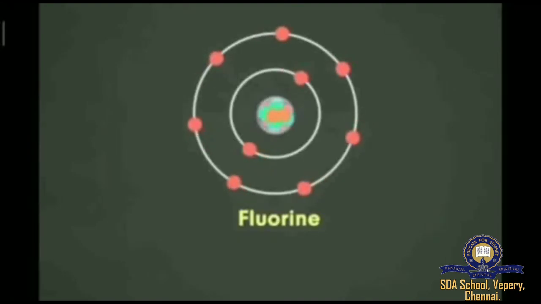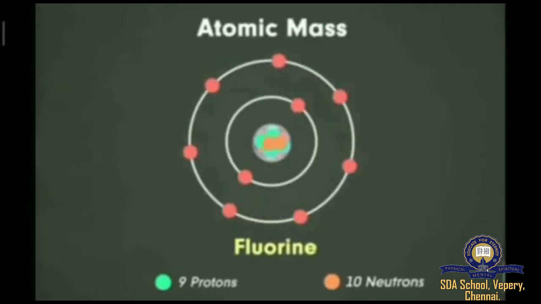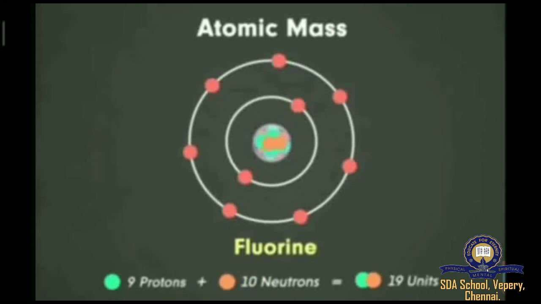Find the mass number or atomic mass of fluorine. Fluorine consists of 9 protons and 10 neutrons. Mass number is nothing but the number of protons plus the number of neutrons, right? So it is 9 plus 10, which is equal to 19 units. So the atomic mass of fluorine is 19 units.